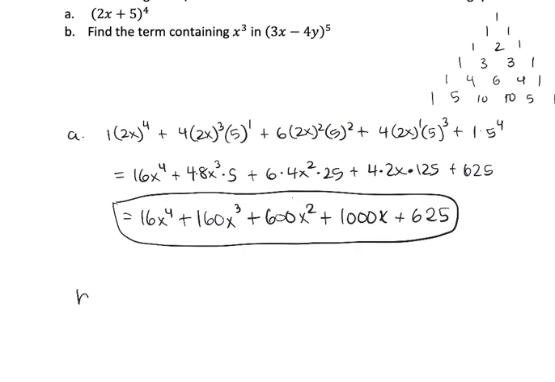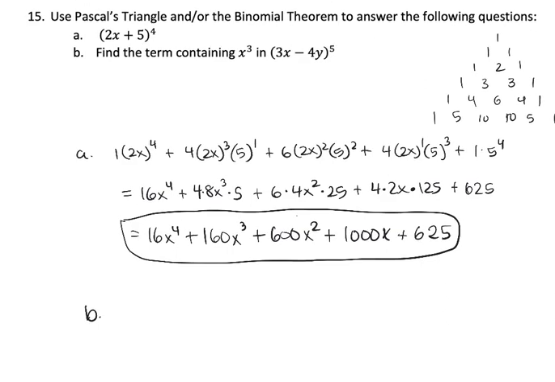For part B, we need the term in this expansion that contains an x to the 3rd. And since this is to the 5th power, we need the 6th row. In the first term, x would be raised to the 5th power. In the next term, x is raised to the 4th power. So it's this term right here where x is going to be raised to the 3rd power. So 10 is the coefficient.